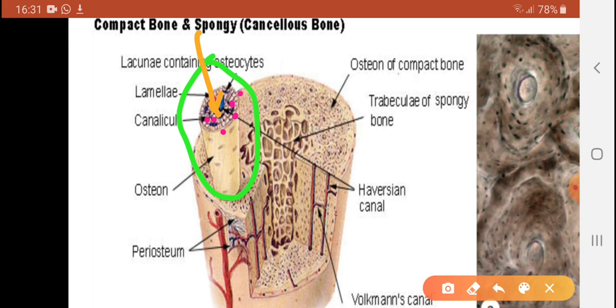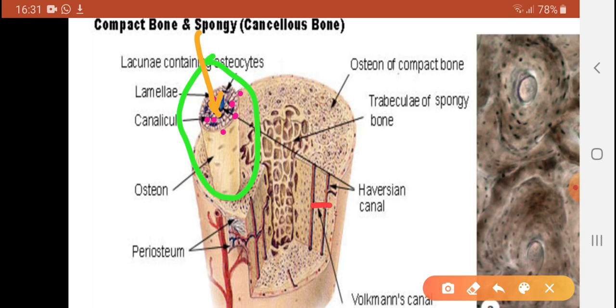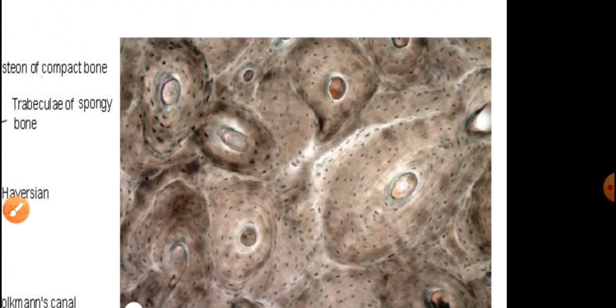Also, in this structure in here, we can see this channel, which is the Volkmann channel or perforating channel, and the Volkmann channel is going to connect the two Haversian systems together, and it also connects the Haversian system with the marrow cavity. Now, let's move to the histological picture and see what we can see in it.